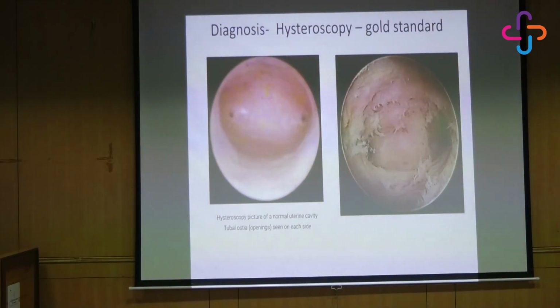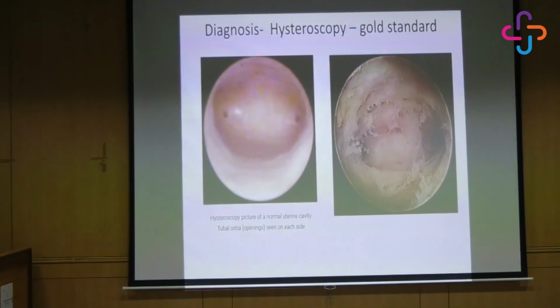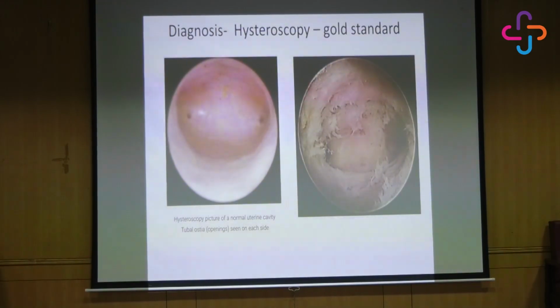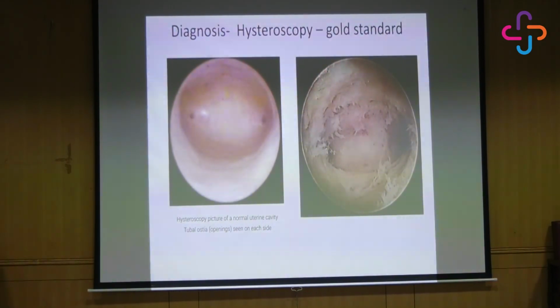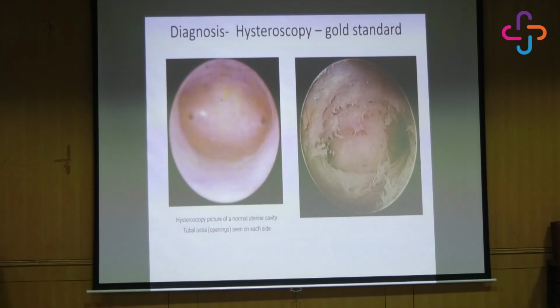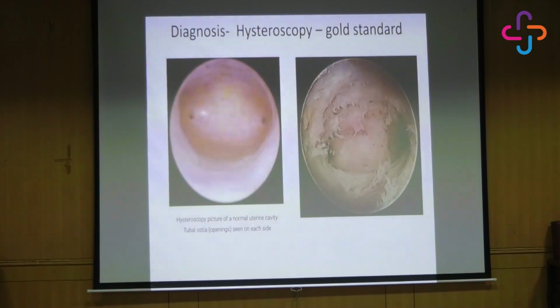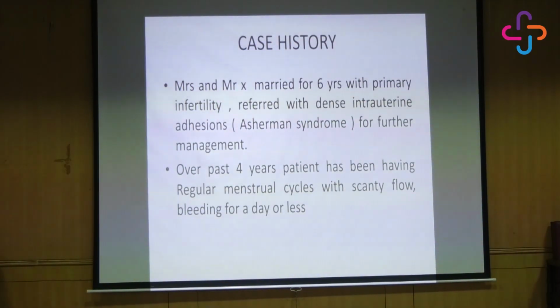So the gold standard, how do we pick up an intrauterine synechia? The best is hysteroscopy. Here there's a picture comparing how it looks: a normal uterus without Asherman syndrome, and, the second one, a uterus with intrauterine adhesions.